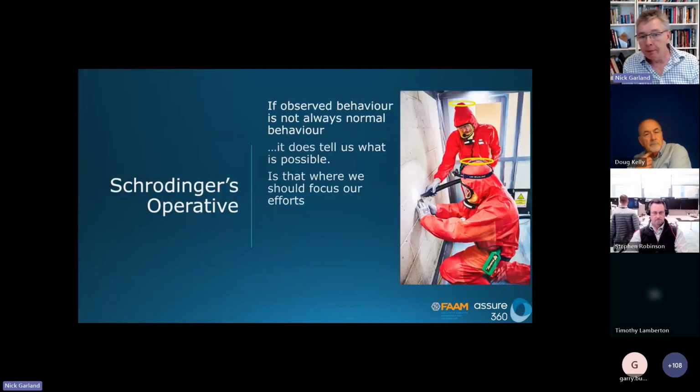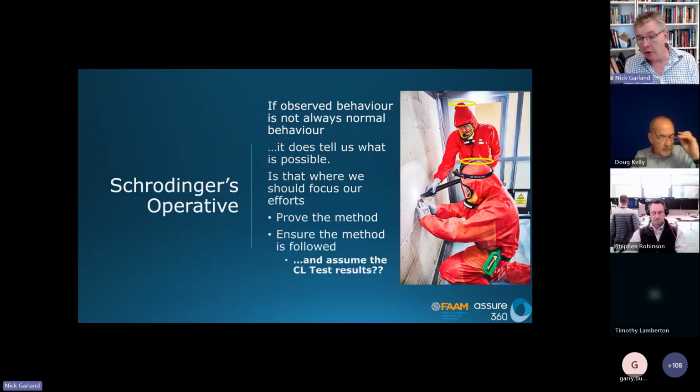So back to Schrodinger's operative. If observed behavior is not always normal behavior, it does actually tell us what is possible. So carefully following the method as demonstrated and as it's been written down in the standard procedures and tested, gives us what is possible, what is achievable by that particular method. And that was the data that we were looking at earlier. And is that really where we should be focusing our efforts? Prove the method, ensure the method is followed, and then assume the control limit test results.